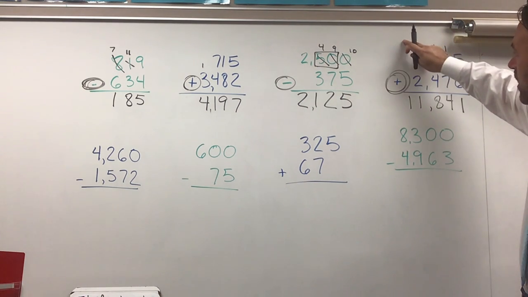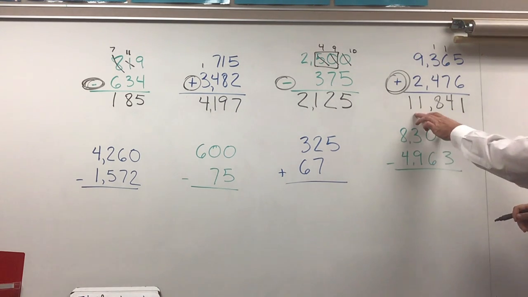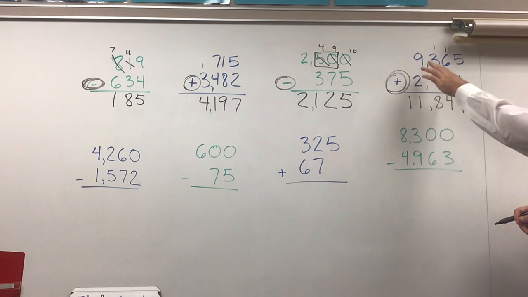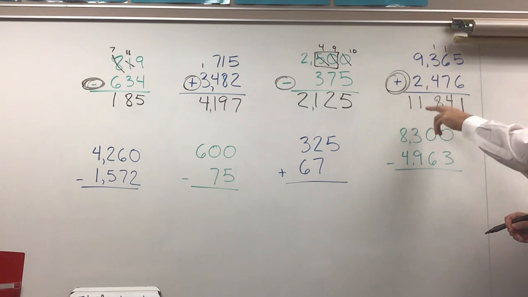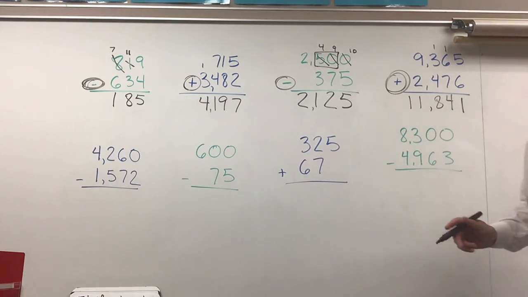And instead of putting the 1 up here, I know there's nothing to add, so I'm going to bring it right down. So this answer, it's in the 10,000s place, even though I'm really adding thousands plus thousands. I have so many thousands, I'd go up 1 place to the 10,000s.